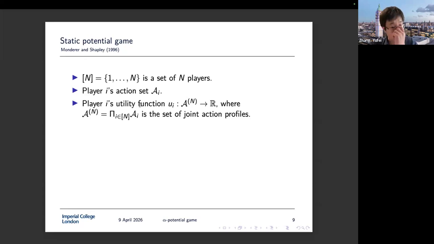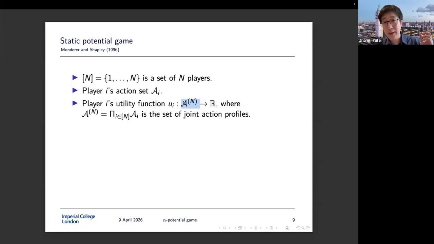In their paper, they essentially consider a static game where there are n players. So I use this index n to denote the number of players. Each player takes action within a certain set A_i. You can think about this A_i to be a finite set or some set in R^d. And each player tries to optimize their utility, which depends on all players' joint actions. So right now this formulation is just a generic formulation of the static game.